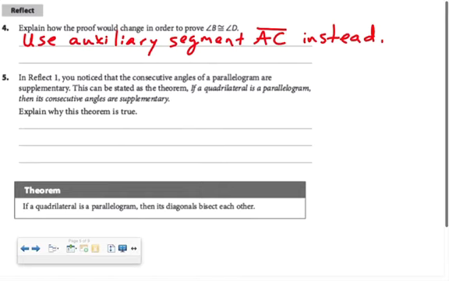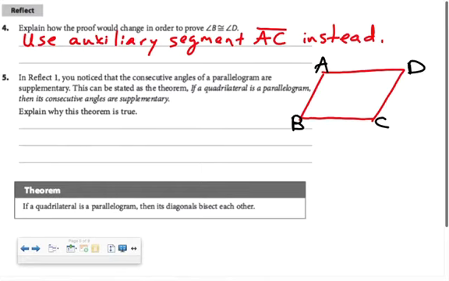Back in Reflect 1, we realized that the consecutive angles of a parallelogram are supplementary, and this can be stated as a theorem. If a quadrilateral is a parallelogram, then its consecutive angles are supplementary. Explain why this is true. Well, let's consider this parallelogram. In this parallelogram, angles A and B are consecutive angles.